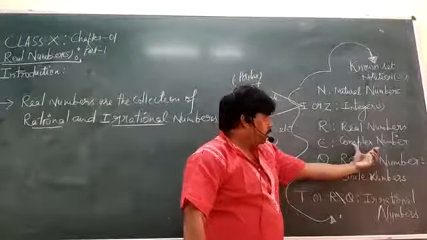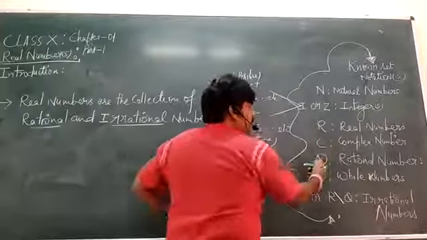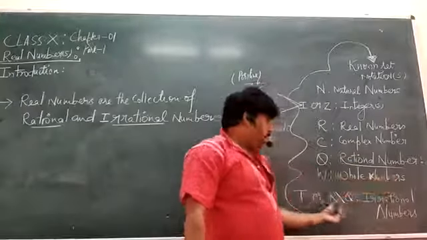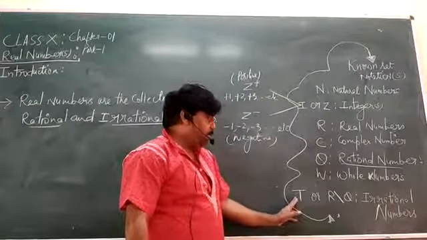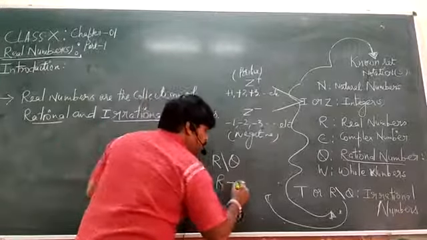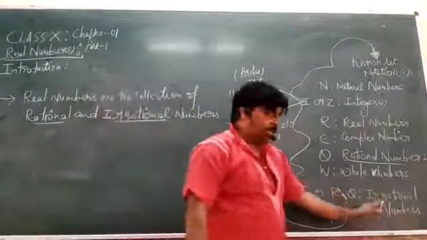Then C is the complex numbers. Complex numbers are denoted by C, real numbers are denoted by R. Q represents the rational numbers, W whole numbers, and irrational numbers in a few books are denoted by T, capital T, or R backslash Q. What does this mean? R backslash Q means all the real numbers, and from all the real numbers, if we take out all the rational numbers, you will get the irrational numbers. So these few things you already know, but to refresh your memory, we discuss them.